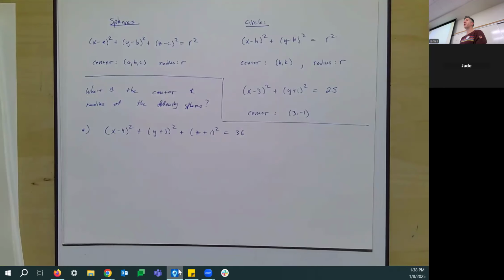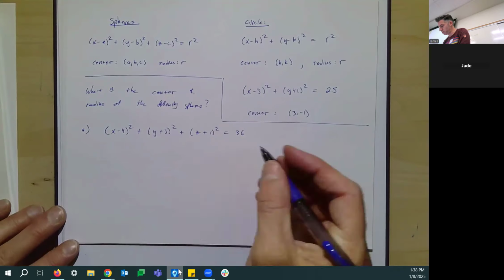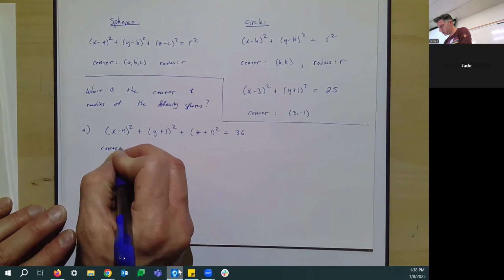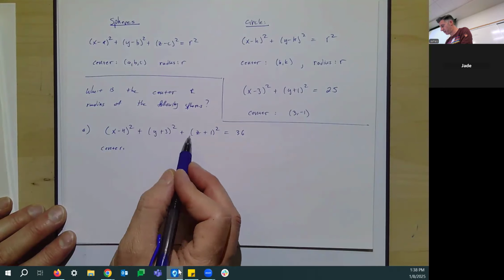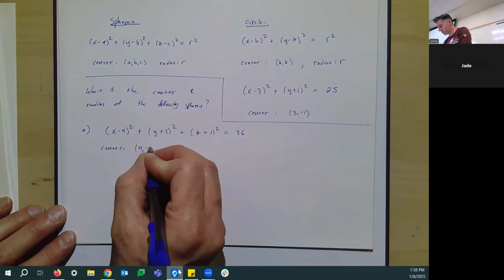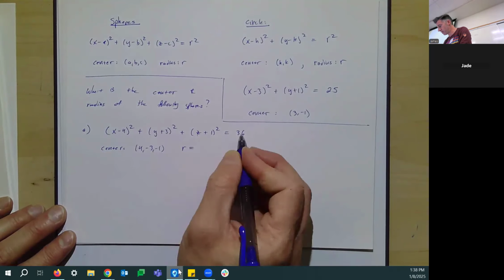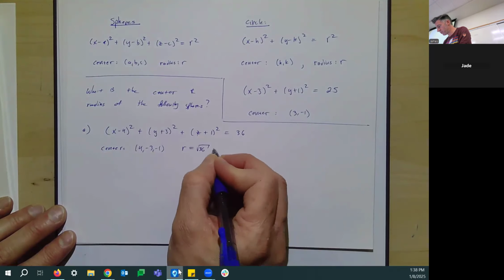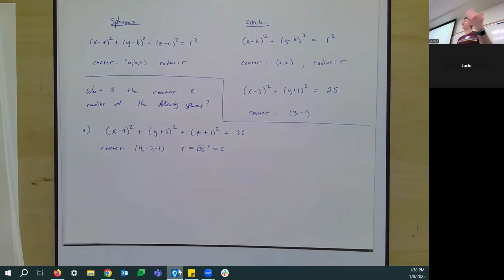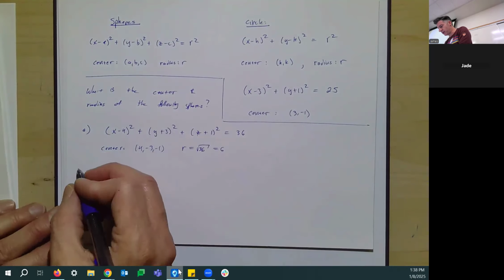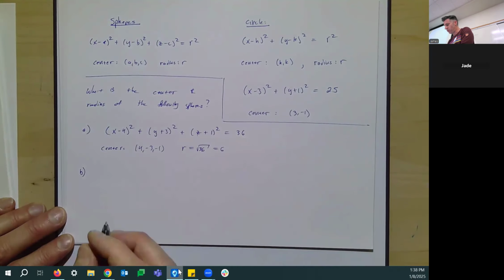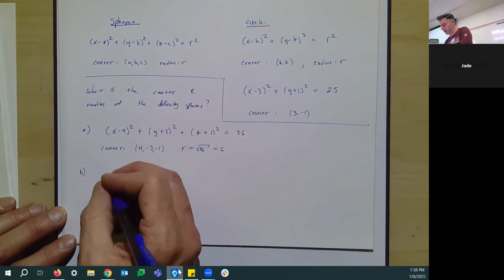And you can practically just read the answers off if we've written it this way. The center has coordinates 4, -3, -1. And the radius is the square root of 36, which is 6. Often the radius is a nice integer number. It doesn't have to be, though. The radius could just as easily be the square root of 7, and that's a totally fine value to have for the radius. A slightly more challenging question would be if our sphere looked like this.